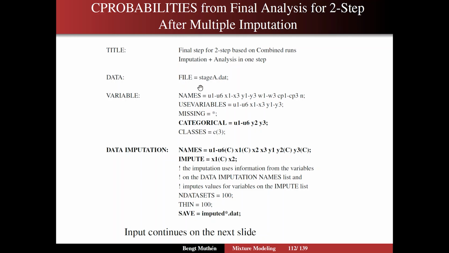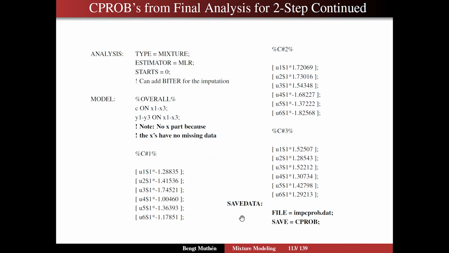So this is in a combined run, and we talk about data in stage A.dat, and the names list is this long one, and the use variables for 2-step is latent class indicators in addition to the covariates and the distal outcomes. And we declare the categorical variables that are latent class indicators and distal outcomes in the categorical list. Data imputation is like before, and nothing is changed there. We have the saving of the imputed data as a possibility.